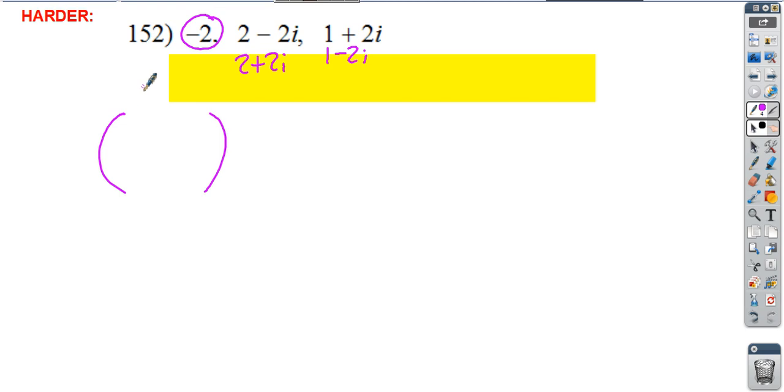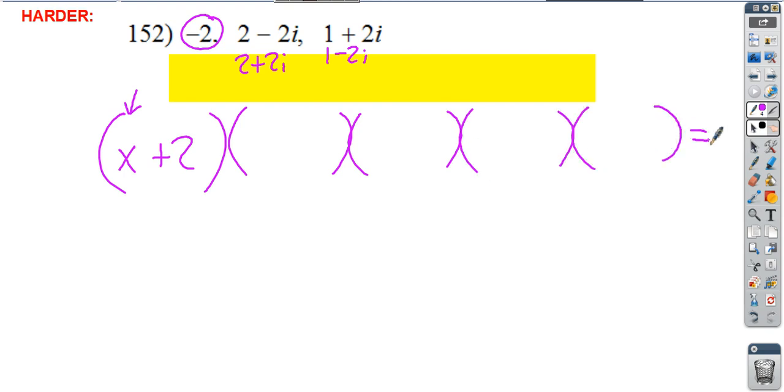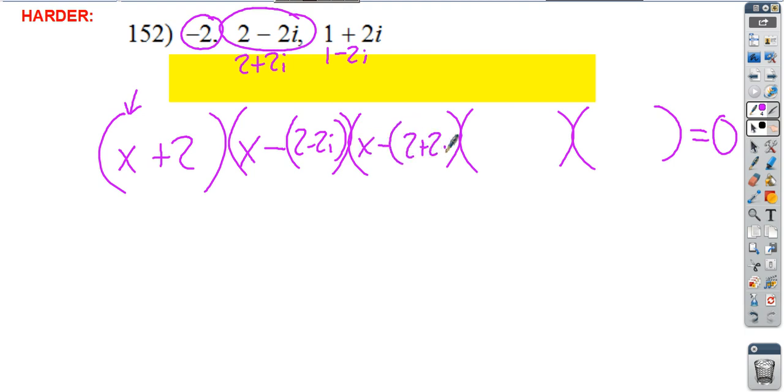Negative 2, by plugging negative 2 for x, I would have to add 2 to get a 0. And then I have 4 other zeros here, so this is actually going to be a 5th degree function. So we're going to have x plus 2, and it's always x minus the 0, so x minus 2 minus 2i, that's this one. And we have x minus 2 plus 2i, that's another 0 from right here. And we have x minus 1 plus 2i, and we have x minus 1 minus 2i.